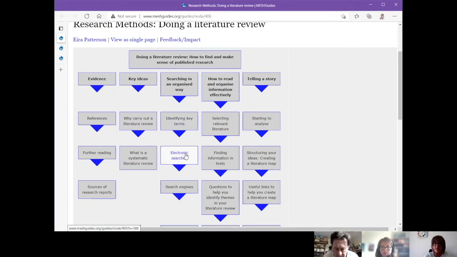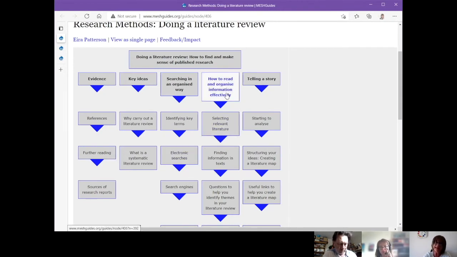Now, in order to do electronic searches, there are some tricks that can help you to do that more effectively, and some strategies and approaches you can use. This mesh guide gives you a little bit of insight into those, and it tells you a little bit about how to get started with various search engines. When you've started looking for literature, you can be quite overwhelmed and find that there is so much stuff there you don't quite know what to do with it all.